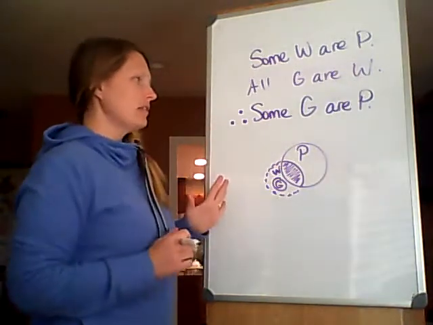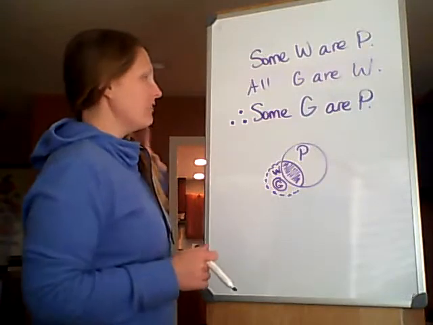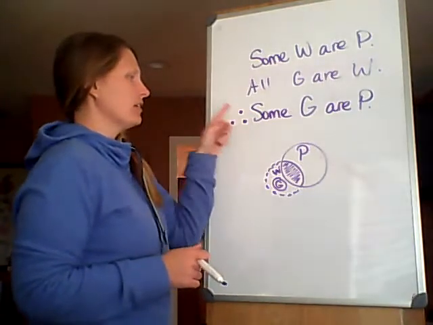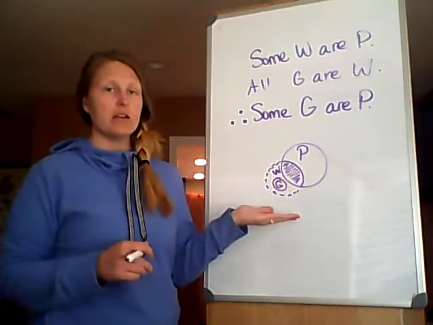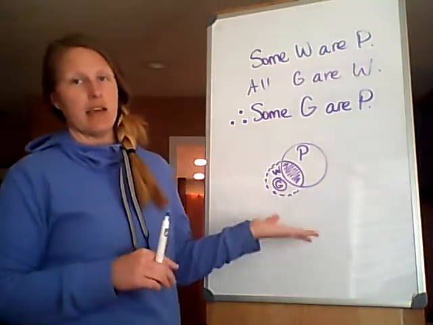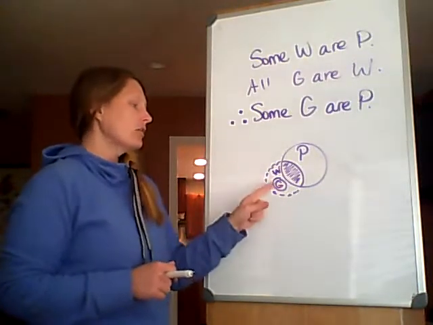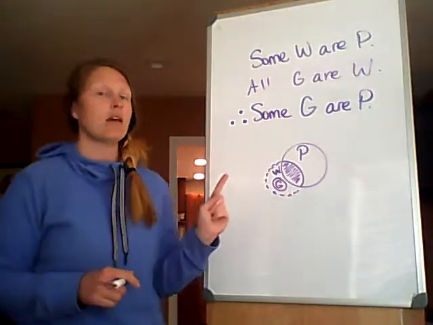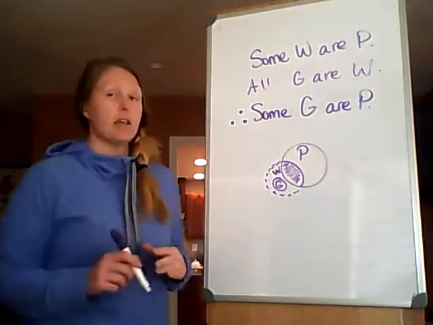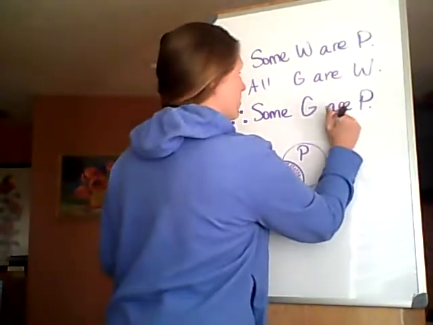Okay, so there's my premises that I drew. Now I'm wondering, does my conclusion have to happen? Does it have to be the case that some grizzly bears are protected? From the way that I drew it right here, it definitely does not have to be the case. My conclusion does not have to happen. I very easily drew grizzly bears that didn't have anything to do with the protected species. So since my conclusion did not have to happen, I am going to say that this is invalid.